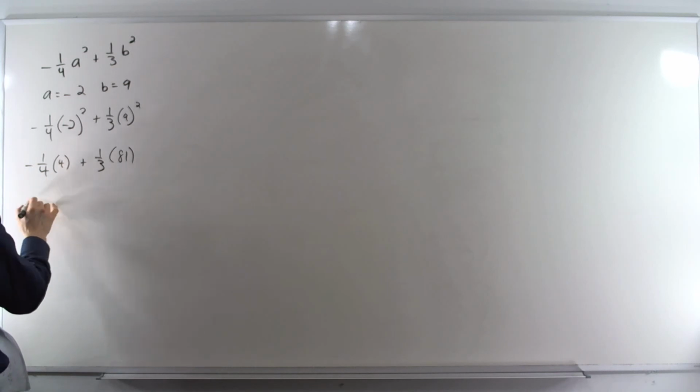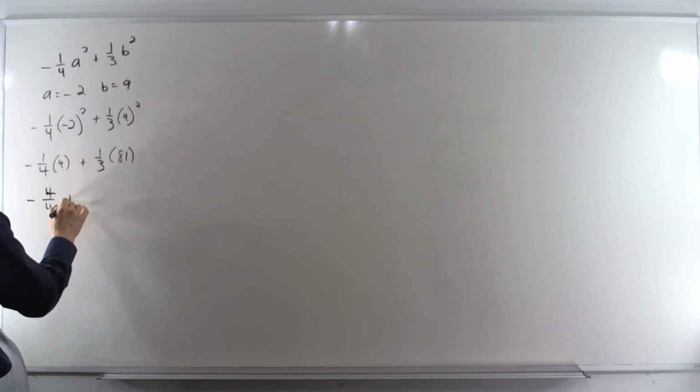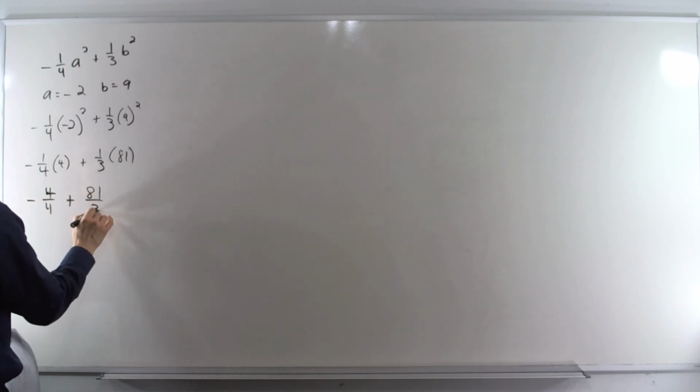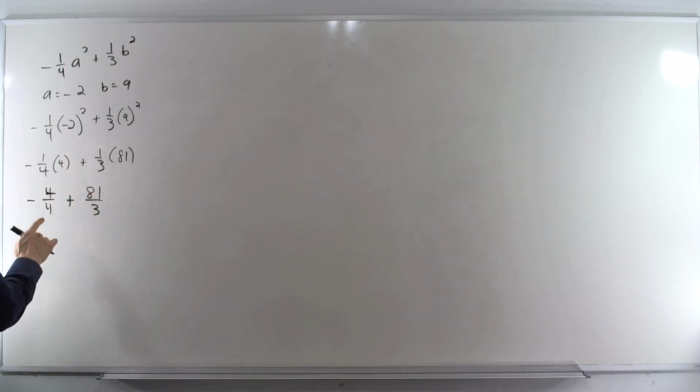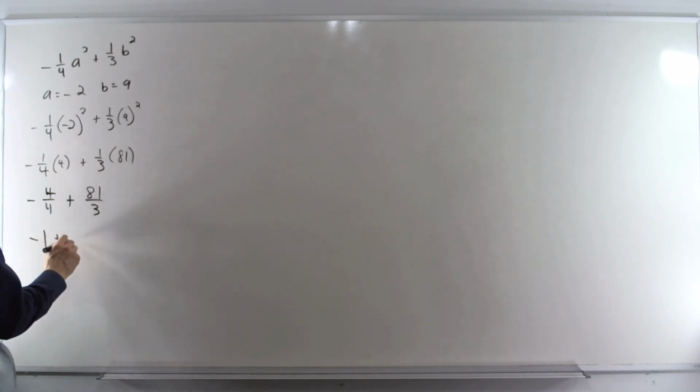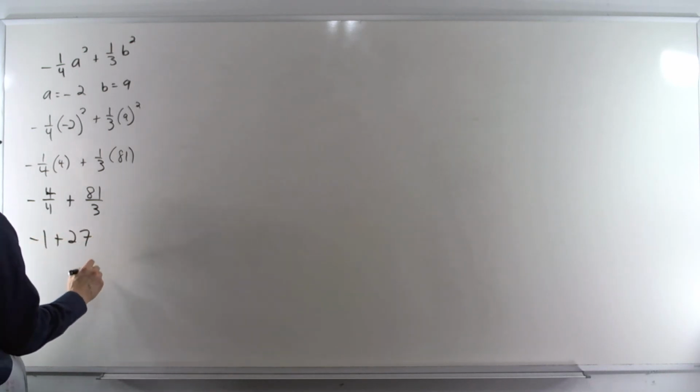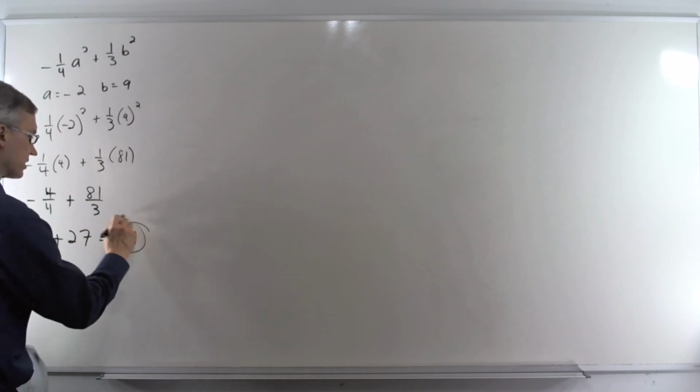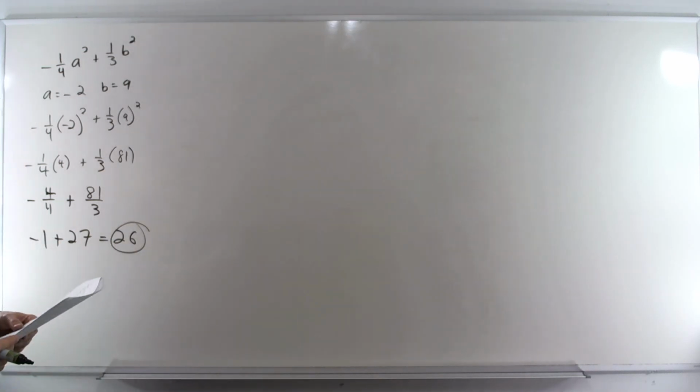Negative 1/4 times 4, that gives us negative 4 over 4 plus 81 over 3. It's negative 1, 27. So 26 is our final answer there. Next expression.